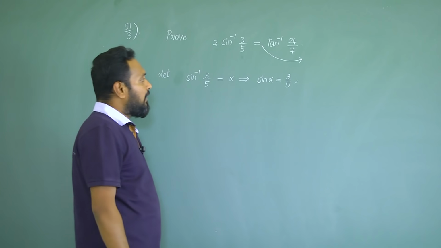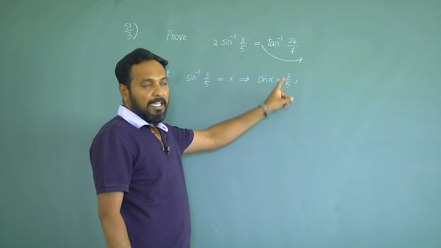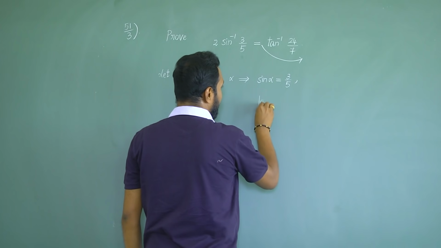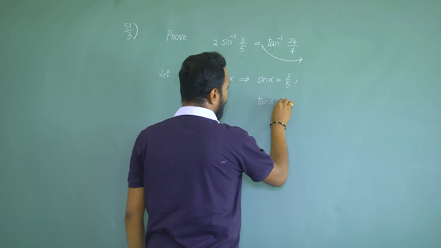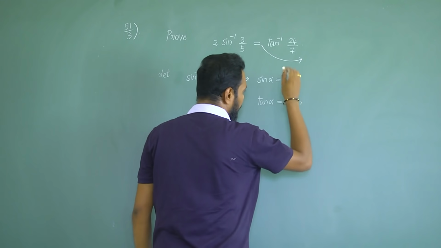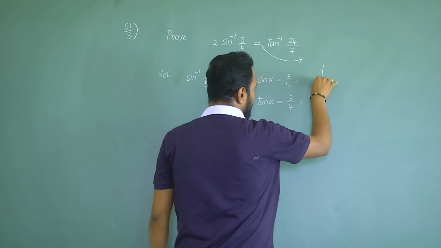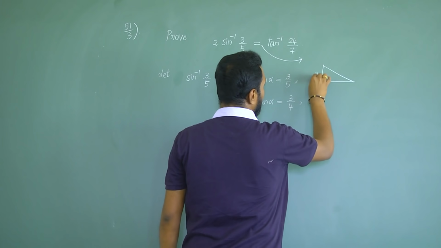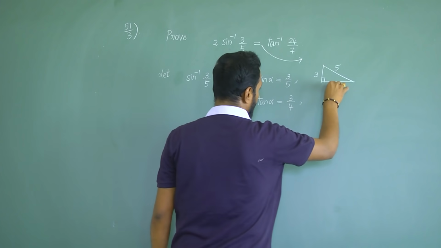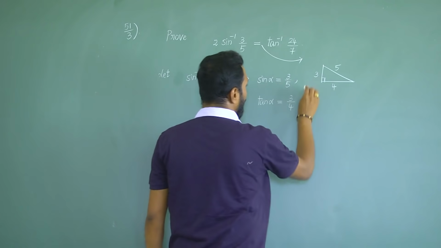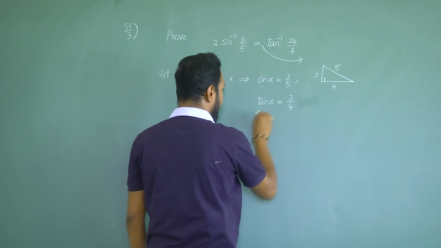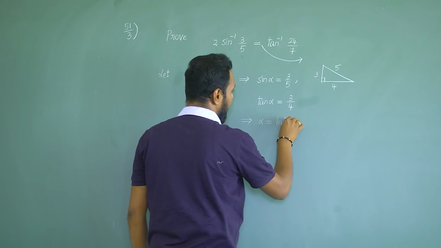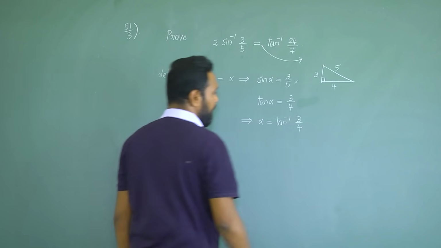Opposite side 3, hypotenuse 5, adjacent side becomes 4. How I can write this means tan alpha equals to 3 by 4 according to right angle triangle concept. This is 3, this is 5, this is 4. Then from this, what I can write, alpha means tan inverse 3 by 4 I can write.